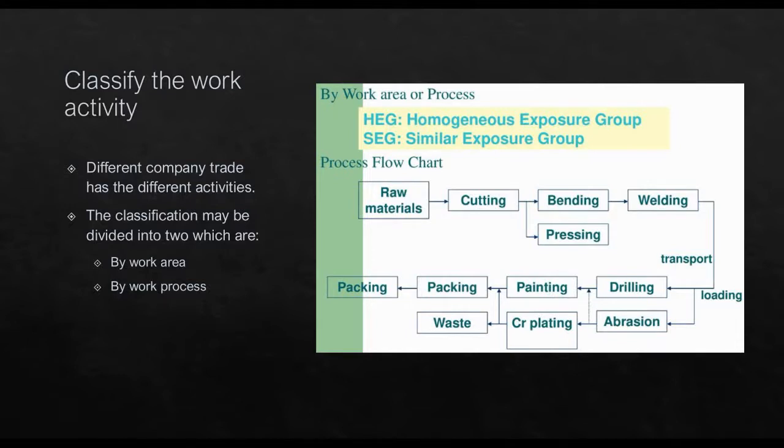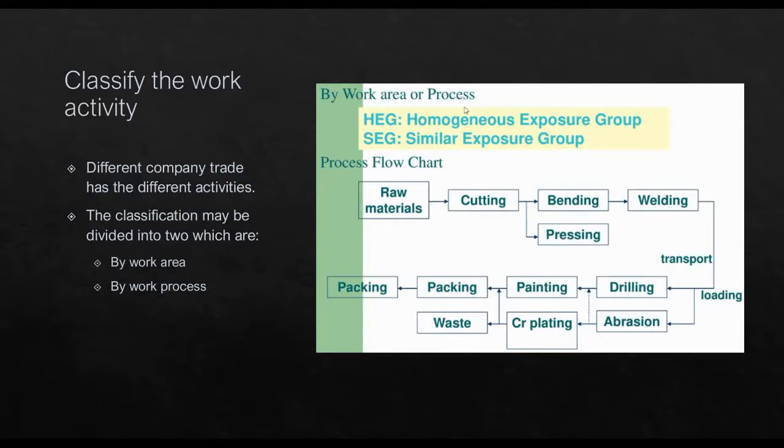Okay, so the area is the workshop, laboratory, and the work process is the wiring process of the domestic wiring. For example, in the figure as shown in this presentation, this is the example of the work area or process, and the flow chart of the work process. For example, the work area is HEG, homogeneous exposure group, and then similar exposure group.